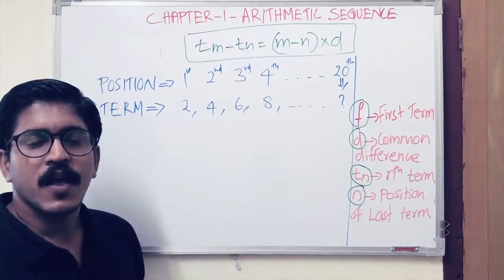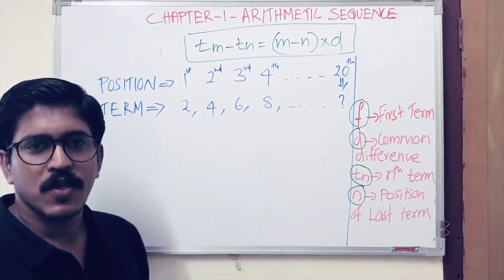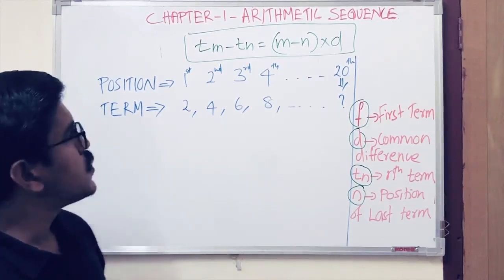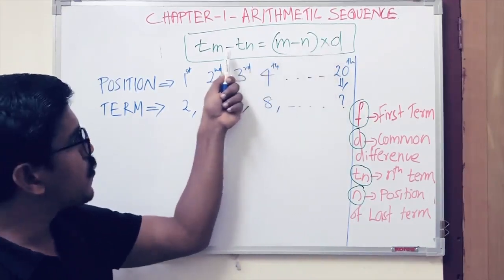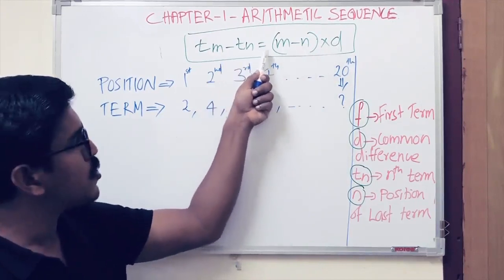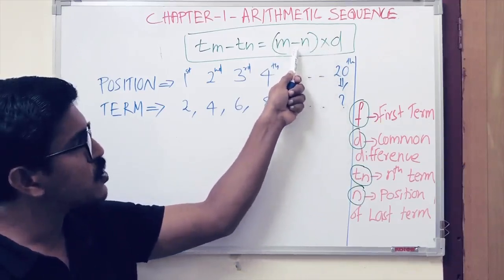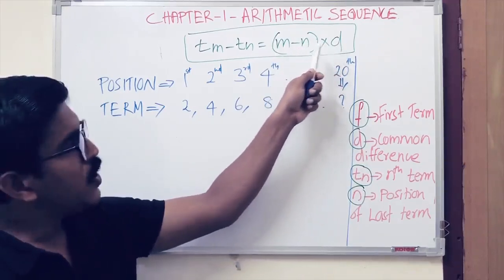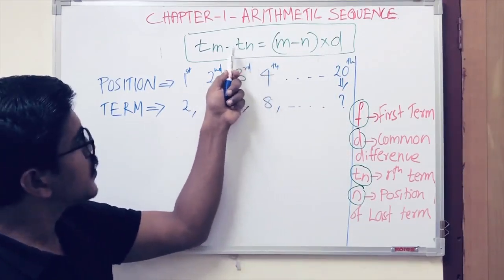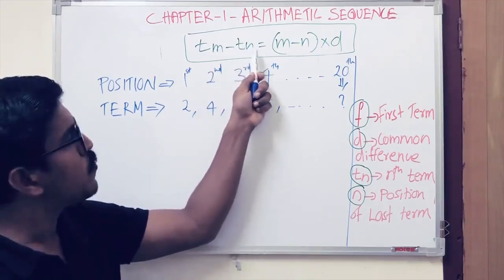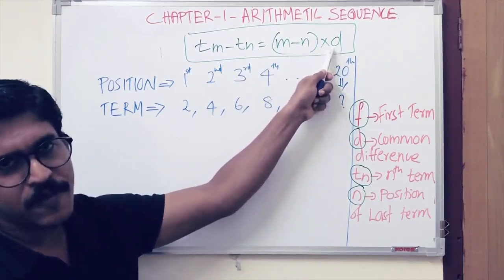Hi students, in the last video we discussed the relation between terms and positions of an arithmetic sequence. That is, Tm minus Tn is equal to (m minus n) into d. The difference between any two terms of an arithmetic sequence is equal to the product of the difference of positions and the common difference. And one more relation we found from this equation is that the difference between any two terms of an arithmetic sequence is always equal to a multiple of the common difference.